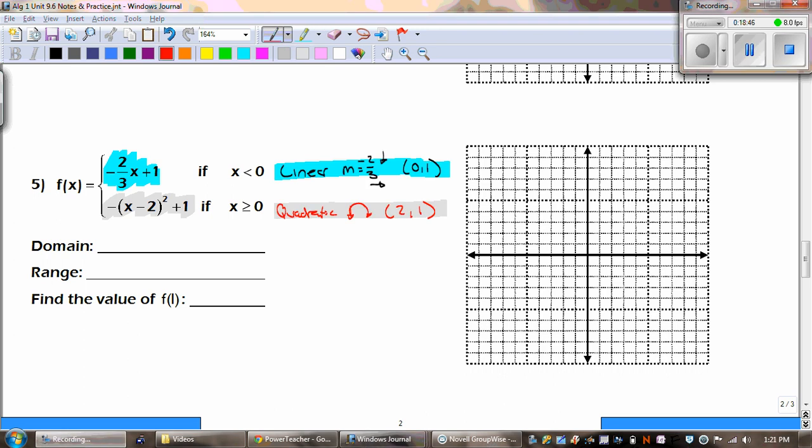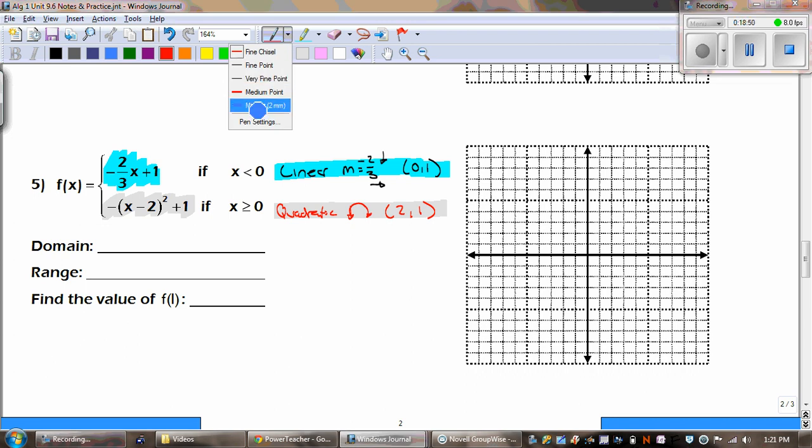Okay, so that's the first couple things that you should have written. The top one, the blue one, okay, that's a linear. -2, 3, and 0, 1 is our starting point, and then our red one is a quadratic. Remember, it's reflected because of that negative, so that's why it's going to be going down, and our vertex is the point 2, 1. Okay, so what I want you to do is go ahead and pause the video and see if you can graph these all on your own.